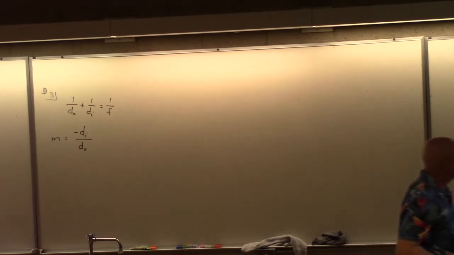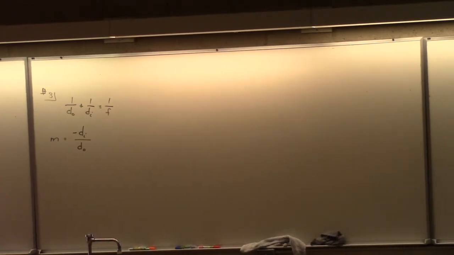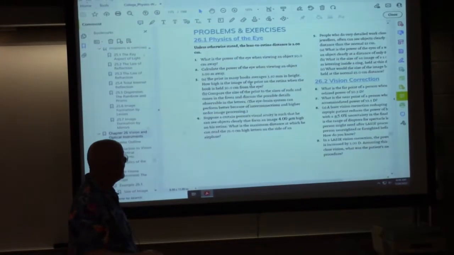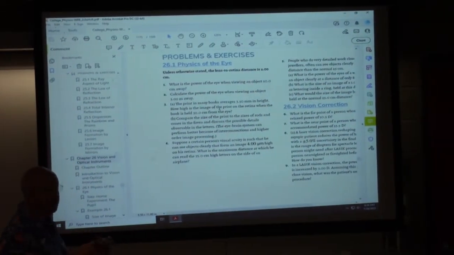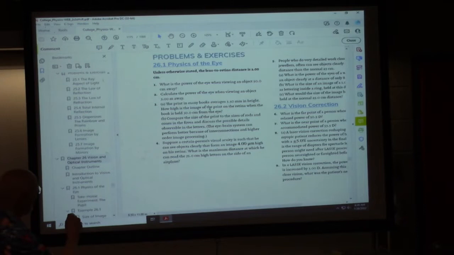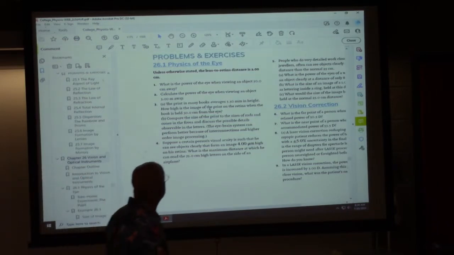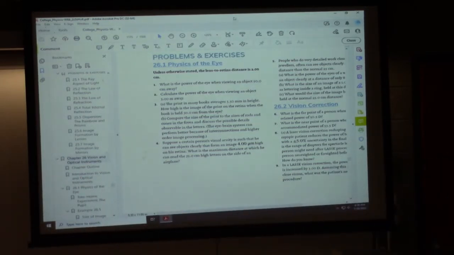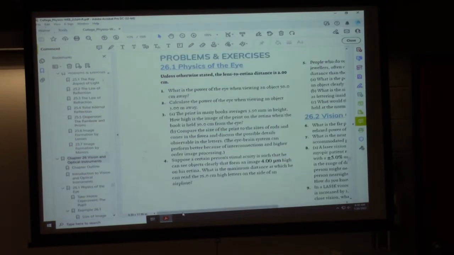Let's see what this one has to say. It says the print in many books is about 3.5 millimeters in height. So if you're reading a book, the letters are about 3.5 millimeters in height. How high is the image of the print on the retina when the book is held 30 centimeters away? Okay, and maybe I should make it a little bigger. Is that what you're trying to say back there, Ron, for the camera? All right.